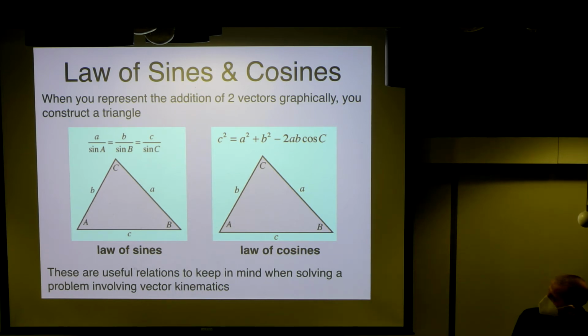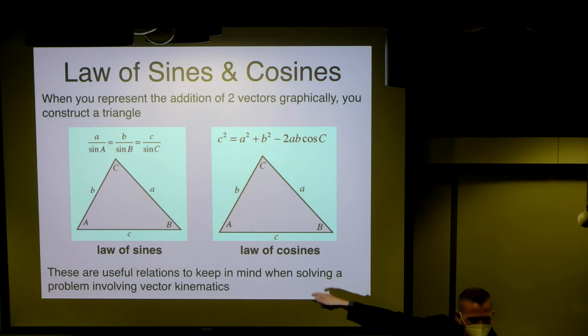So what does the law of sines have to say? The law of sines says that side a divided by the sine of angle A equals side b divided by the sine of angle B, and then same for c, right? So this ratio just is the same regardless of what side of the triangle you choose. That's the law of sines. Is this familiar to everybody?